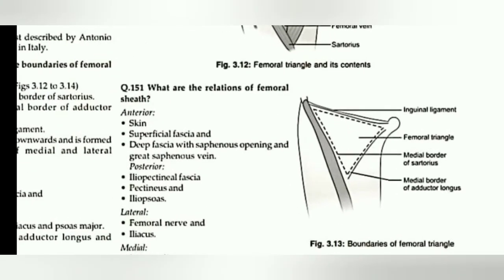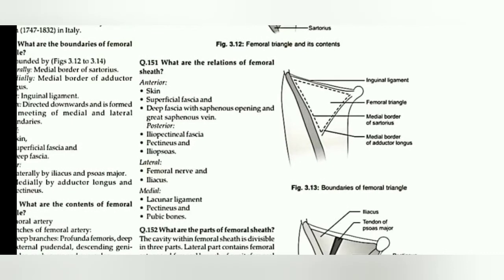Then what are the relations of the femoral sheath? Anterior: skin, superficial fascia, deep fascia with the saphenous opening and the great saphenous vein. Posterior: iliopectineal fascia, pectineus, iliopsoas. Lateral: femoral nerve, iliacus. Medial: lacunar ligament, pectineus, and pubic bone.